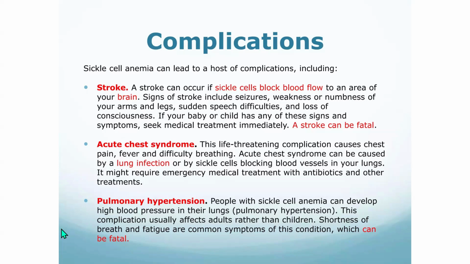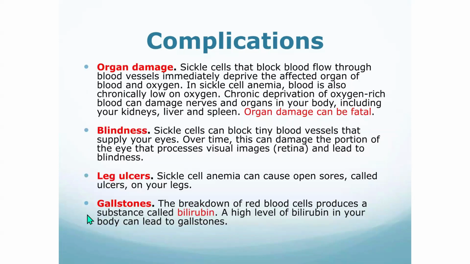And there is also acute chest syndrome. This is a life-threatening complication that causes chest pain, fever, and difficulty breathing. And of course, acute chest syndrome can be caused by a lung infection. And there is also pulmonary hypertension. People with sickle cell anemia can develop high blood pressure in their lungs, and this can also cause organ damage, blindness, and leg ulcers. It also causes gallstones. The breaking down of red blood cells produces a substance called bilirubin, so a high level of bilirubin in your body can lead to gallstones.